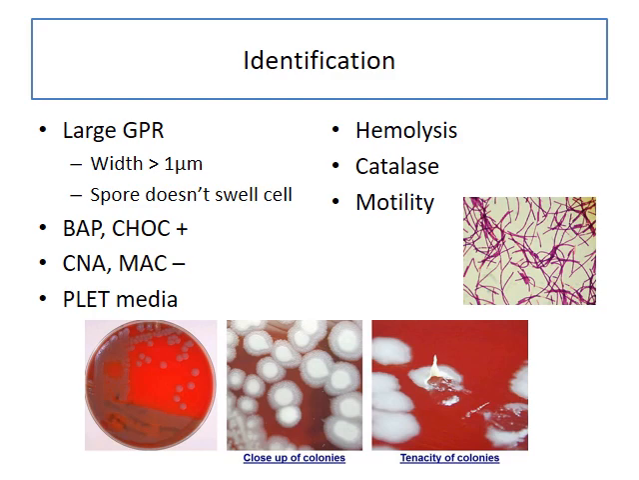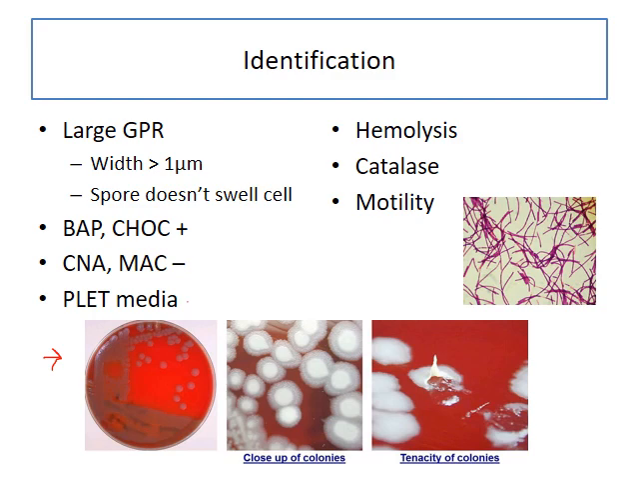The organism itself, again, is a large gram-positive rod. It's greater than 1 micrometer in width, and the spore inside does not swell the cell. Okay, so it's a very tight cell. It will grow fine, actually quite large, on your blood and your chocolate. It will not grow on CNA, and it will not grow on MAC. Okay, there is a special media called PLET, which it could also grow on. Most of us don't keep that because it grows fine on blood and chocolate. If you look at it here, it is just a very large, flat colony, and it has like a ground glass surface appearance.